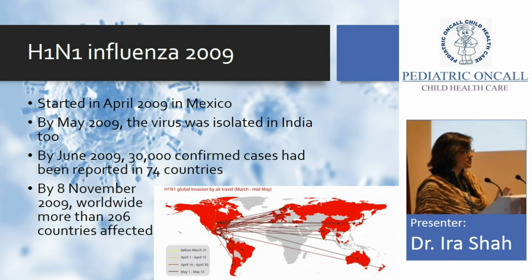Now this H1N1 started in 2009. In April it started in Mexico. Now Mexico is thousands of kilometers away from India. By May this virus was reported in India. By June there were 30,000 cases across the globe in 74 countries, and by November 206 countries were affected. How did it spread so fast? It's because of air travel. People have been traveling from one country to the other, spreading the virus. That's how the pandemic really spread so fast.